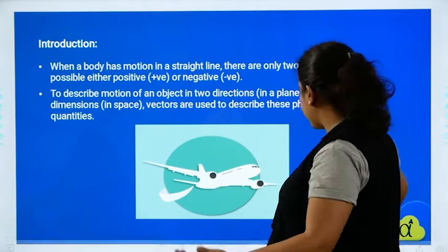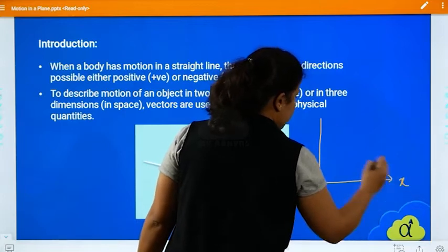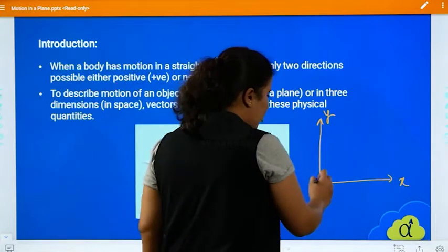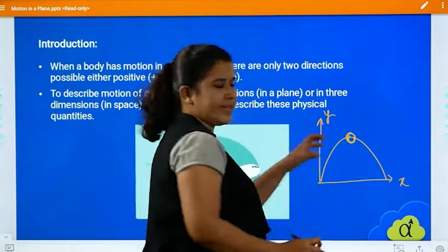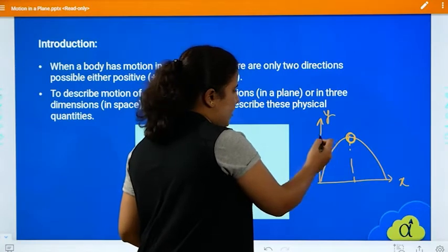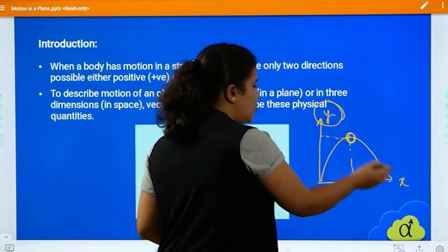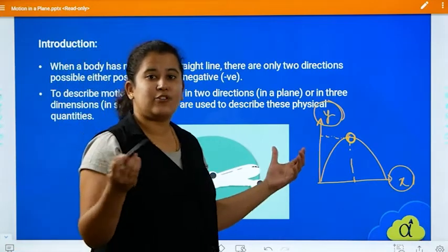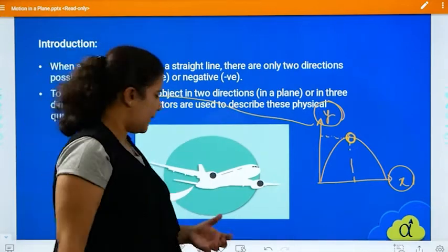So for example, when I take the x and y direction, and I am throwing a ball from here, just take the ball as here, and you can see it's varying with the x coordinate and also with the y coordinate. So in the sense, what is happening? Two directions are involved, or you can say two coordinates are involved. Such type of motion we call motion in a plane.